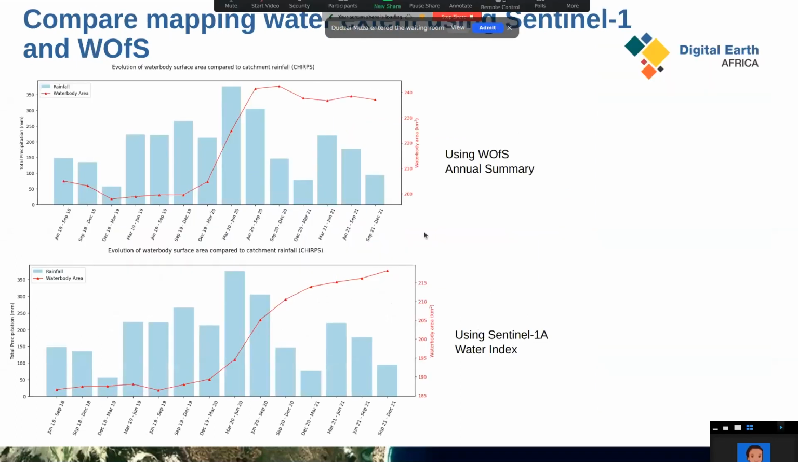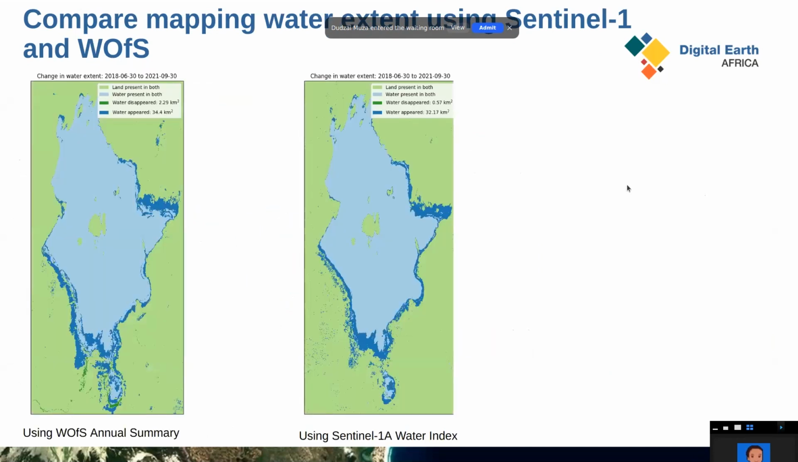Here's just a comparison of the two methods, using the WOFS annual summary and using the Sentinel-1 water index. You can see that although the exact values may not necessarily match, the trend is the same, showing they can be used for monitoring the water extent. Also, we can see the pictures are largely the same with just a few differences. For example, the area where water disappeared between the two is not exactly the same, but the range of values is close.